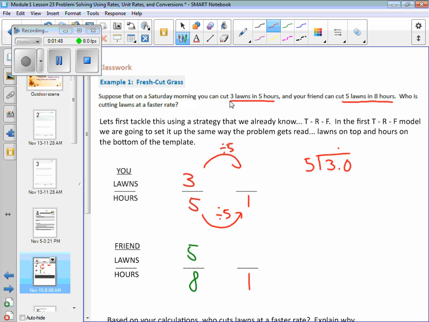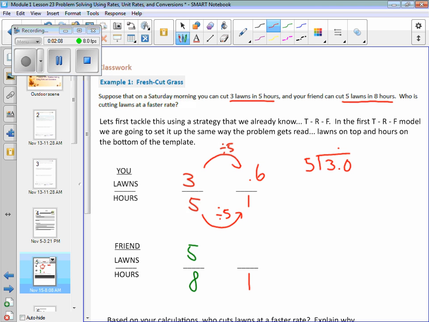All right, Lil, what do you got? 0.6, right? Okay, that's telling you now, what does this mean? That you, in 1 hour, can cut 0.6 lawns. That's less than a full lawn. It's about 2/3. Okay? In 1 hour.